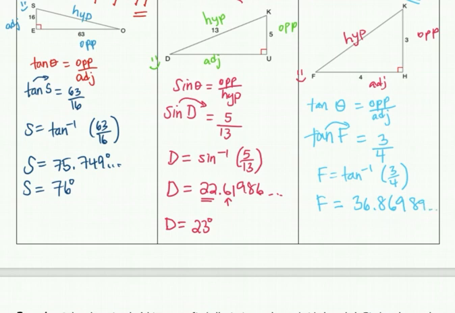36.86989, etc. Okay, and so again, you want to keep these. You're looking at this number here. It's greater than 5, so round it up to 37. And don't forget the degree symbol. It's like your units, like centimeters and stuff like that. So just do that to get full marks.